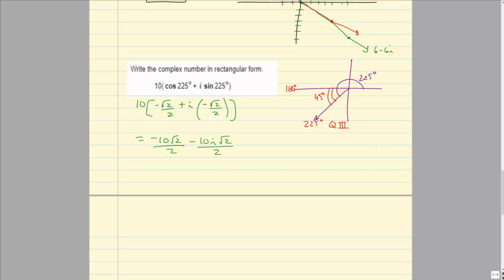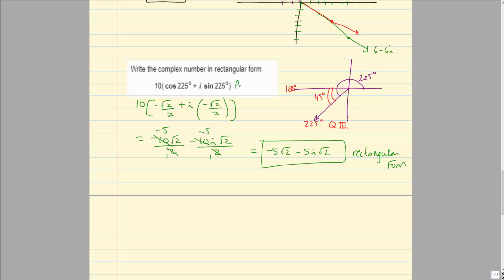And of course, canceling can occur here. 2 goes into 2 once, 2 goes into negative 10 negative 5 times, don't drop that negative, and the same over here. So I get negative 5 square roots of 2 minus 5i square roots of 2. And this would be my rectangular form.